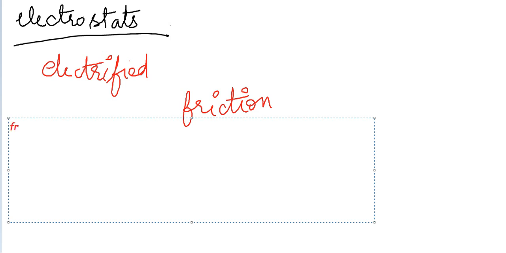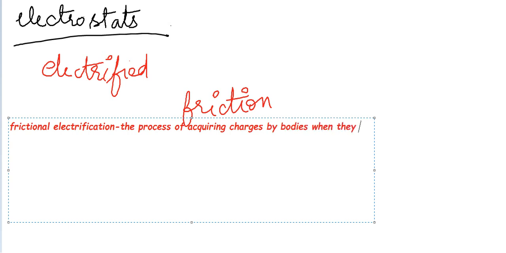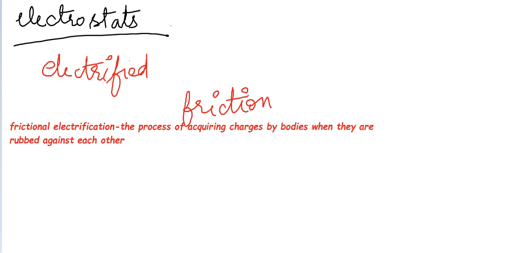Frictional electrification is the process of acquiring charges by bodies when they are rubbed against each other or with each other.